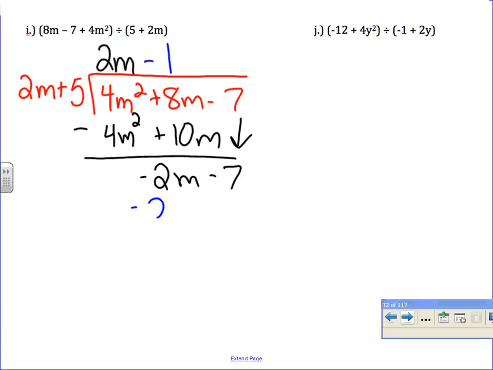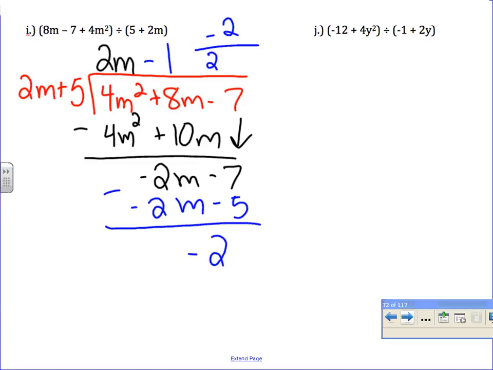Negative 1 times 2m is negative 2m. Negative 1 times 5 is negative 5. You're subtracting all of that, so negative 2m, which is technically plus 2m, is 0. Negative 7 plus 7 is negative 2. So we end up with the remainder of negative 2. Okay, so your answer is 2m minus 1, and then remainder of negative 2 over 2m plus 5. So the only thing different with that is please make sure they're in standard form.